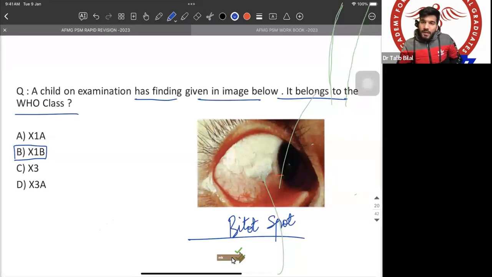Is that okay? Vitamins are clear, guys? All clear? Yes. Zinc deficiency will cause acrodermatitis enteropathica. Okay, anything else, guys?